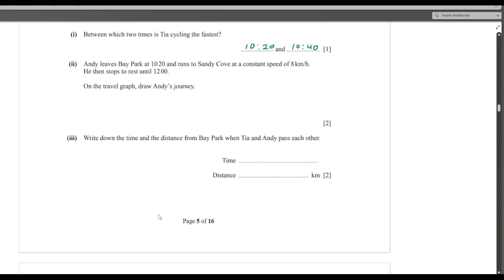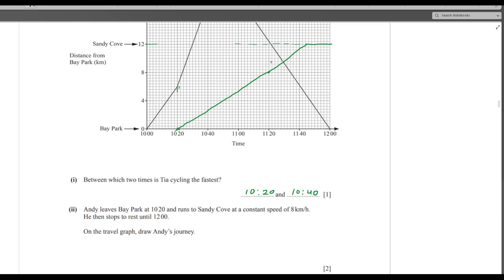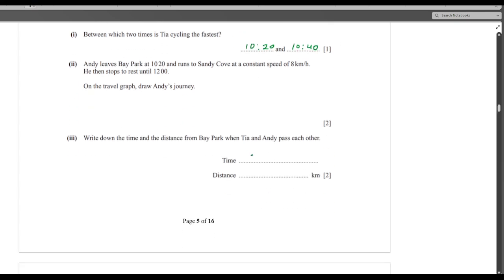Now write down the time and the distance from Bay Park when Tia and Andy pass each other. So the time when they pass each other, this is your time. Okay, so this time is somewhat 11:20, then 11:22, 24, 26, 28. Okay, 11:28. I will say the time is 11:28.